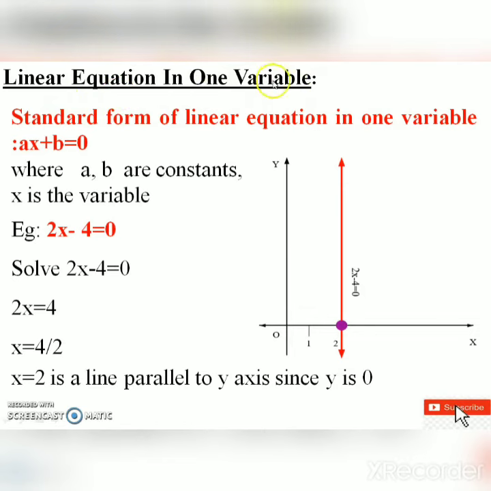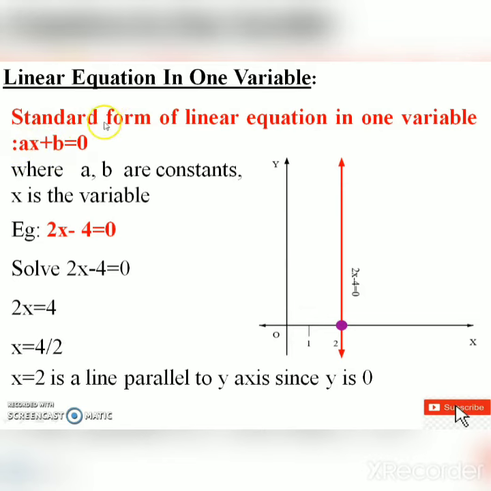What is a linear equation in one variable? Linear equation means any equation whose degree of the variable is 1. So here the variable x, its degree is 1. That is why it is a linear equation. In one variable means how many variables are there here? Only one variable is there, that is x. Here a and b are constants and x is a variable.